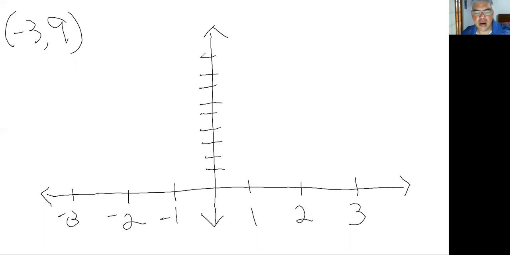Not to scale, obviously, but let's see, that's 9, that's 1, 2, 3, 4, 5, and so on. So we have a point right here at -3, 9. Then -2, 4, -1, 1.